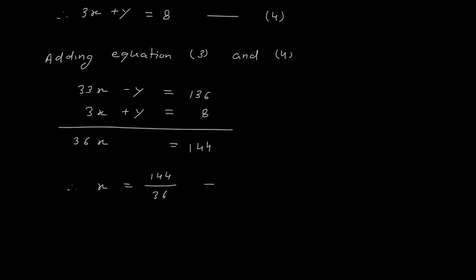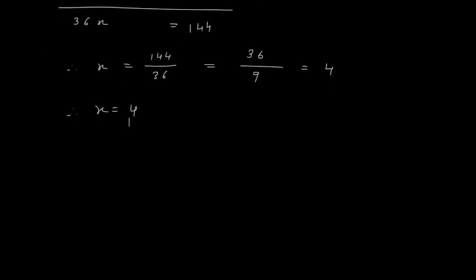Now let us first cancel them with 4. With 4, yes, they are cancelling. So 4 3s are 12, 2 carried 24, 4 6s are 24, and here in denominator 4 9s are 36. Then 9 1s are 9, 9 4s are 36. So therefore we got x is equals to 4.